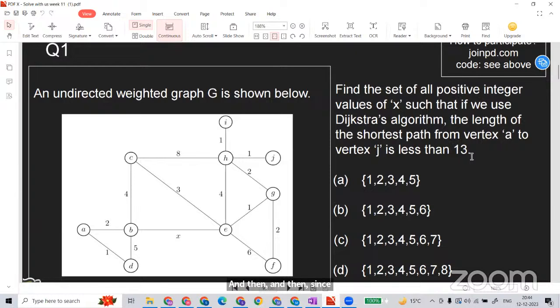Since we have to use X, let's take X later. From E to H, we only have to go via H to J. So E to H, the shortest path is from E to G and G to H. Yes, 1 plus 2, and then H to J is 1, so 4. Then A to B is 2, so 2 plus 4, 6. The total weight should be 13, so X can be 1 to 7.